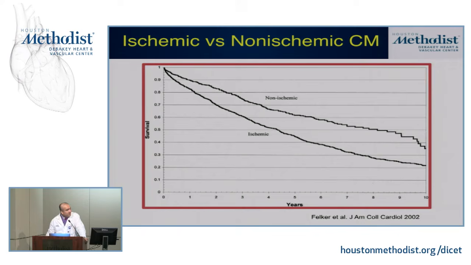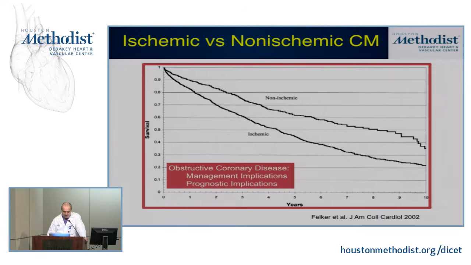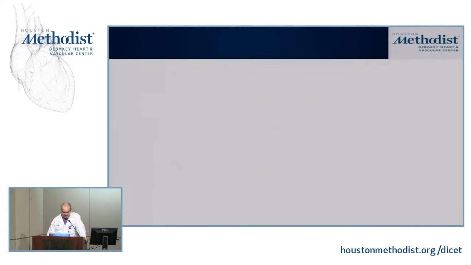This is some data from Mike Felker also showing, in fact, that if you just look at all comers with ischemic cardiomyopathy, their prognosis is worse than all comers with non-ischemic cardiomyopathy. So really, there's two important things there.